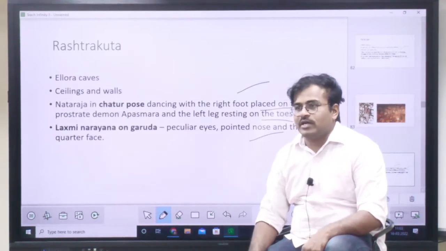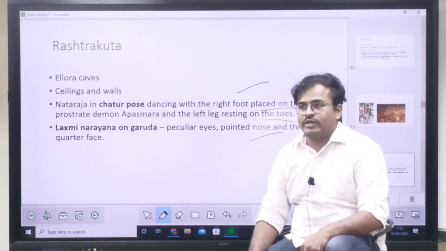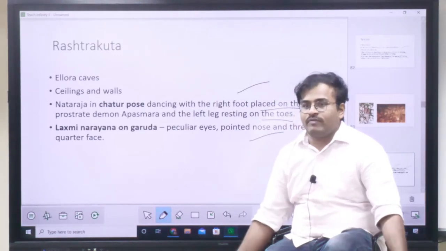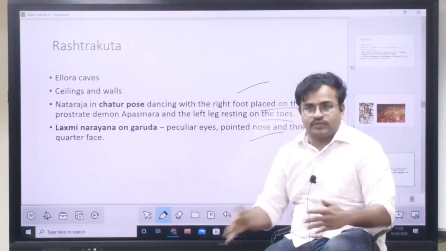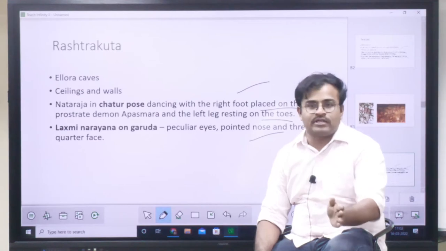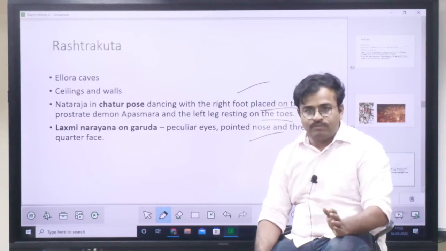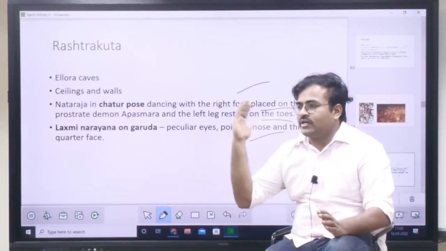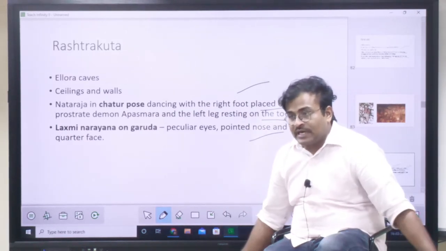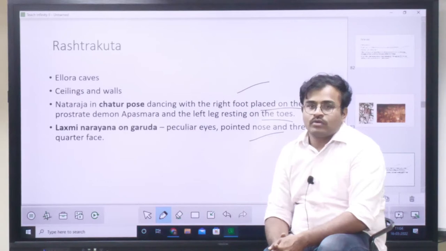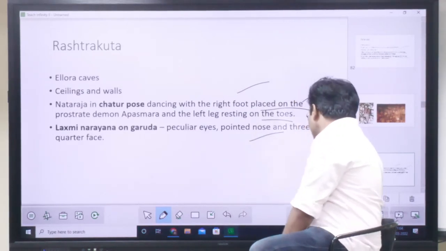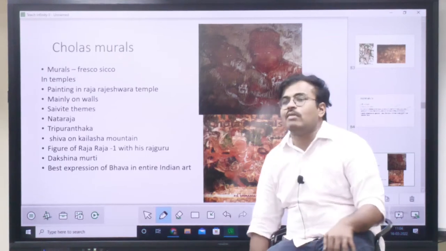Because if you remember, when discussing the Kailashanatha temple, I told you that this temple signifies a unification between Shaivite and Vaishnavite traditions. On one side of the wall, all Shiva Purana themes and traditions are depicted in sculpture, and on the other side, the Vishnu Purana traditions are depicted. It means that the Kailashanatha temple is an admixture of Shaivism and Vaishnavism. So this is important. Now, after the Rashtrakutas, the next is Chola murals.